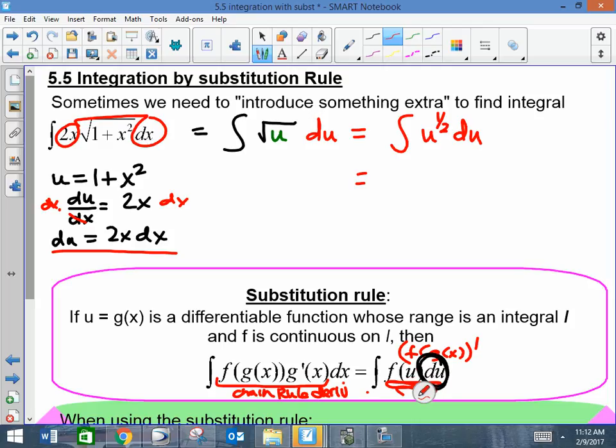What would it be? U to the 3/2 times 2/3, plus C. Wait, what is this? We're adding 1 and dividing by that number.